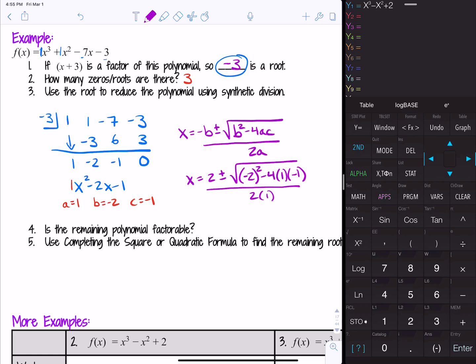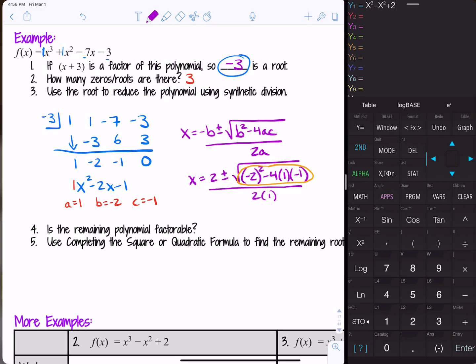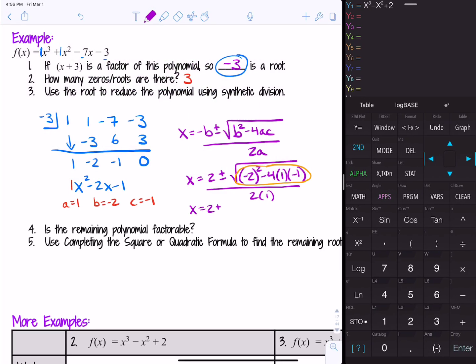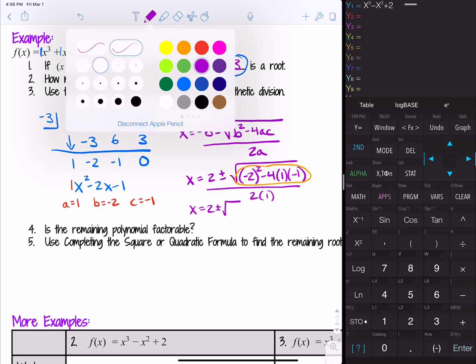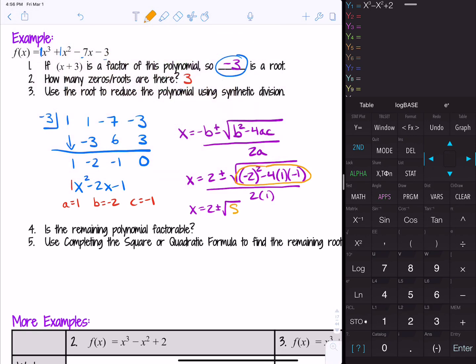And then we just have to reduce that to the simplified form of it. So let's think about the number underneath the square root and what that would equal. So we have x equals 2 plus or minus the square root of 4 plus 4, which would give us 8 underneath there. But that helps you get most of the way there, and then you have to focus on the square root of 8, because a lot of times you could reduce that a little further.